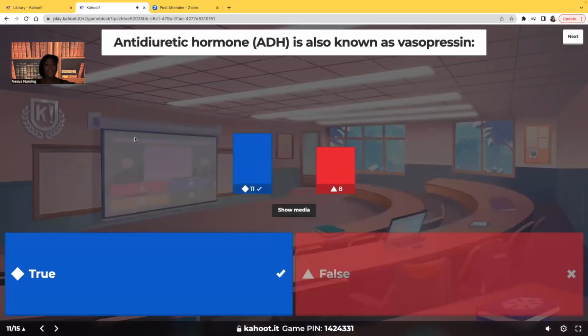True. Vasopressin, when you see vasopressin, they're talking about ADH and vice versa. Remember, there's only two hormones we find in the posterior pituitary. It's your ADH, also known as vasopressin, and your oxytocin.